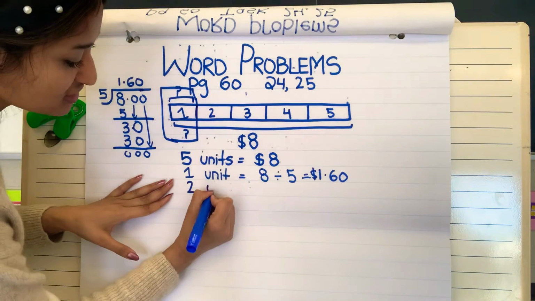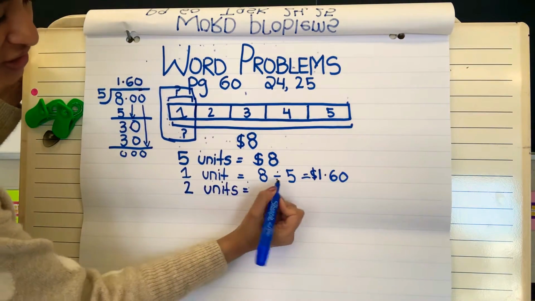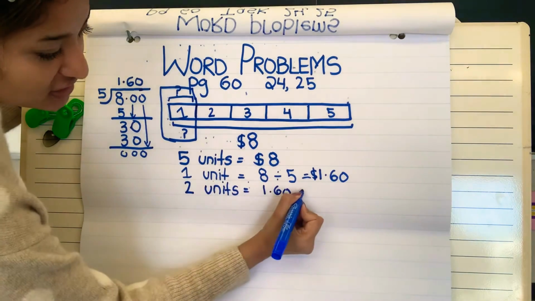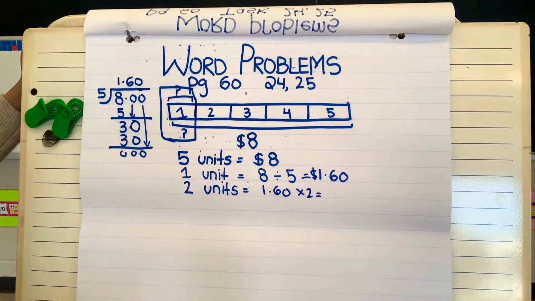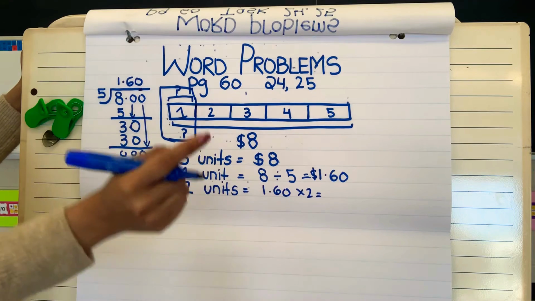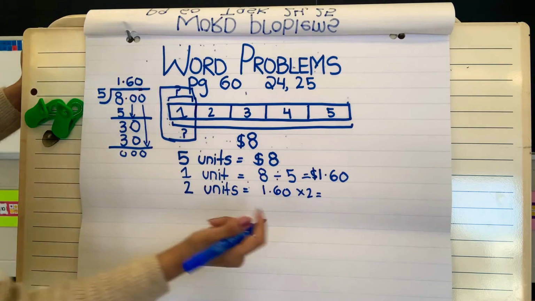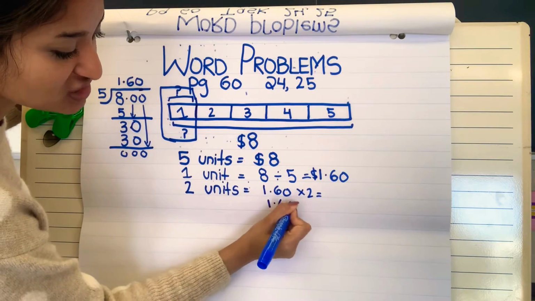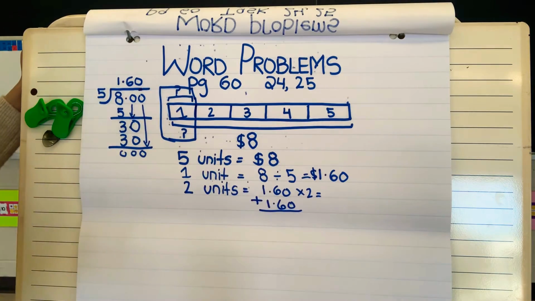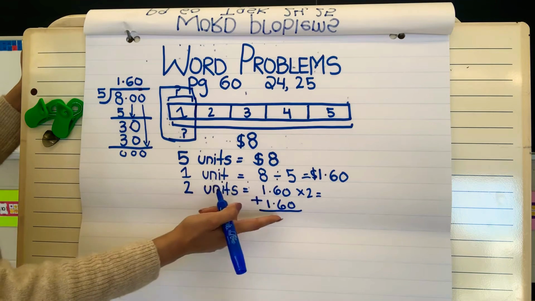So 2 units equal 160 times 2, or I can either use multiplication or I can do addition, okay? So I can either do 160 plus 160, or I can multiply it by 2 because we are finding the value of 2 units. So let's do it both ways.